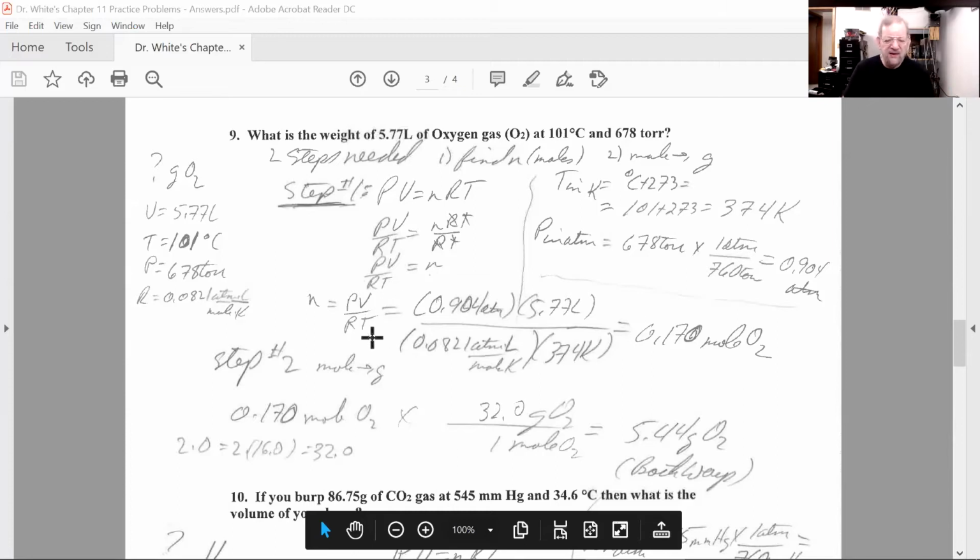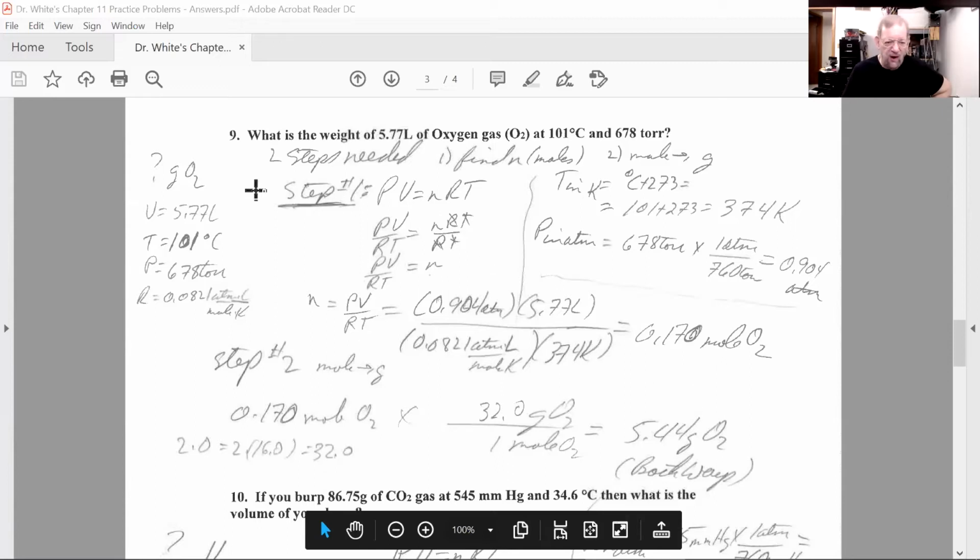And here we next have R. Well, that's given to you. And finally, T. T is temperature, but it has to be in Kelvin. Kelvin equals degrees C plus 273. Degrees C was 101. Add 273 and you get 374. Now I put those numbers in, 3 significant figures. My answer for step 1 is 0.170 moles of O2.